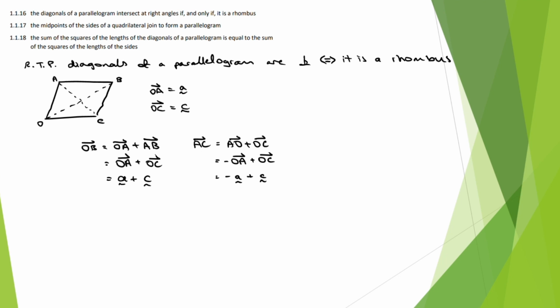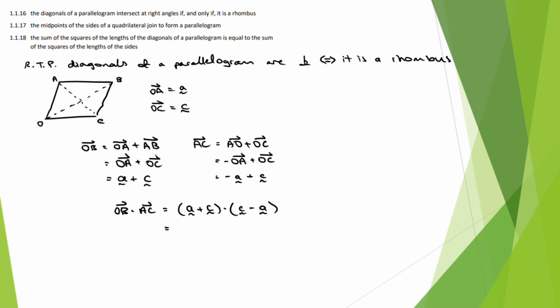And so if we want to prove that they're perpendicular, what we do is we do OB dotted with AC. And that's going to be equal to A plus C dotted with C minus A.